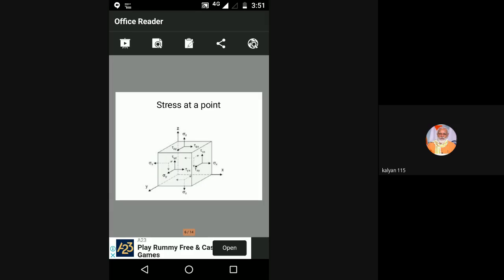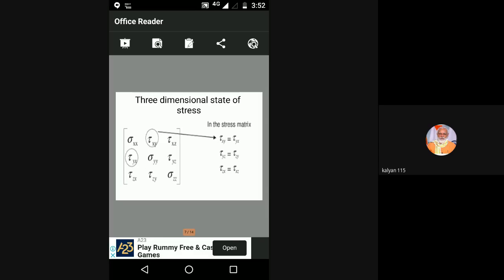Due to the complementary shear, tau ij is equal to tau ji, that means tau xy is equal to tau yx. So there is no need to calculate all 6 shear stresses; we can calculate just 3 shear stresses. The remaining 3 are equal to these 3. So to define the stress at a point, the independent stress components are 6. This is the 3-dimensional case, and this matrix we call the stress tensor matrix. The matrix representation to define the stress at a point is called the stress tensor.